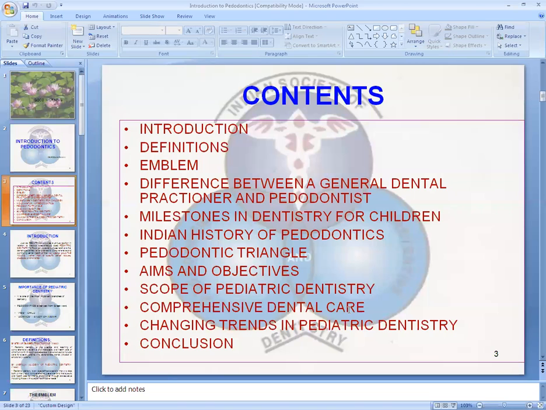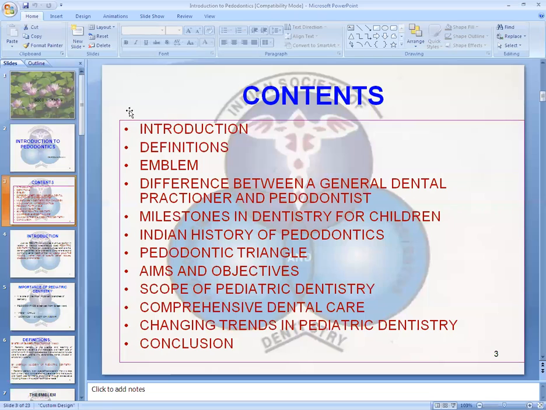Comprehensive dental care. Okay. And what are the changing trends in pediatric dentistry? What has been changed? How was it before? How is it now? That we will see. Then we'll conclude the topic. Okay? This is not a big topic. This is a very short topic. We do not have so many slides also. So first we'll go to the introduction.